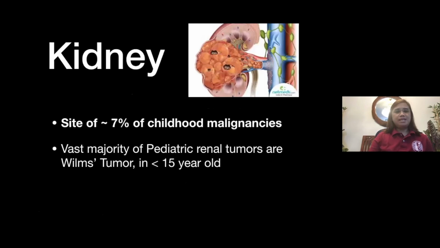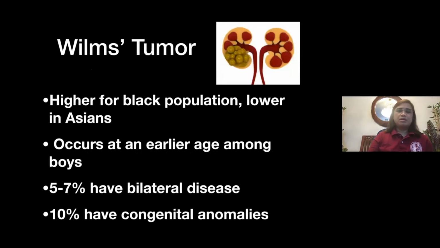The kidney is the site of approximately 7% of childhood malignancies, and the vast majority of pediatric renal tumors are Wilms tumor in children less than 15 years old. Wilms tumor is more common in the Black population and lower in Asians like us. It occurs at an early age among boys, and 5 to 7% have bilateral disease. 10% have congenital anomalies.